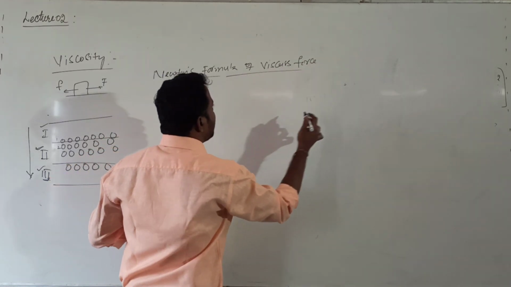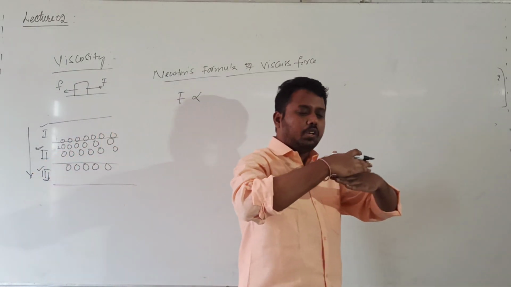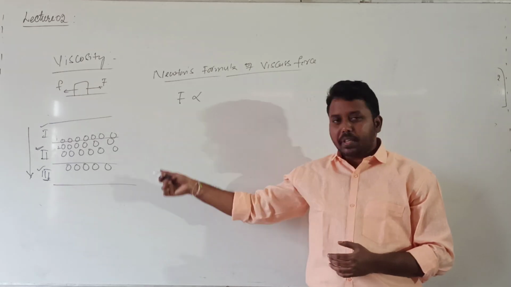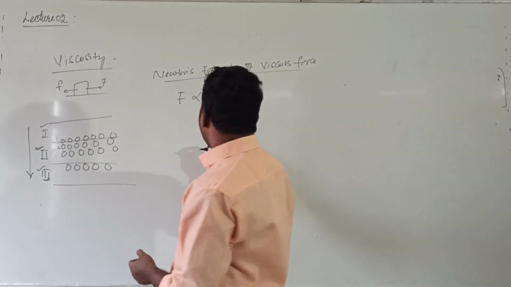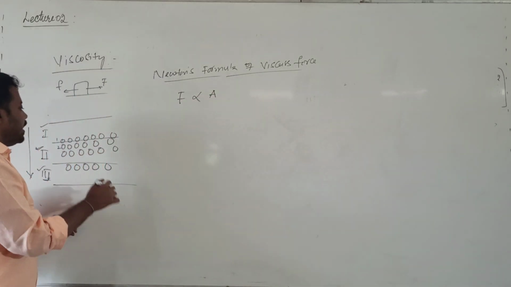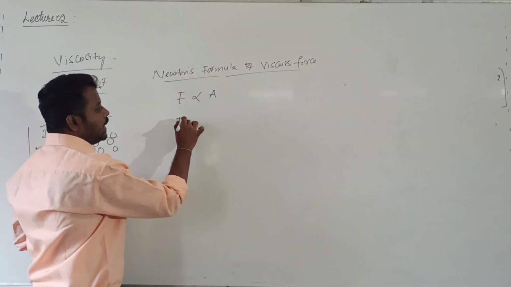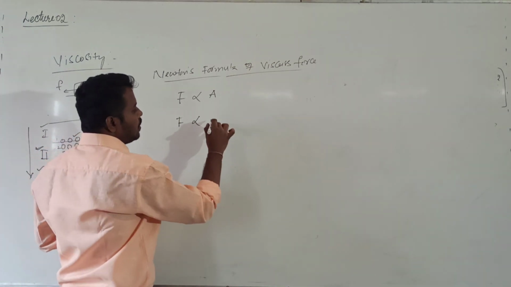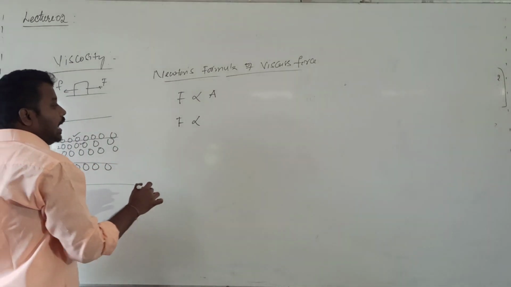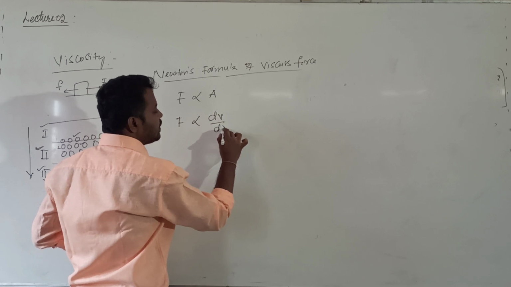According to Newton, the viscous force between adjacent layers, if I consider two layers, a velocity difference will compulsorily be there. The viscous force F is directly proportional to the area of contact, that is, how much area of one layer is in contact with the second layer. And F is directly proportional to the velocity gradient dV by dx.